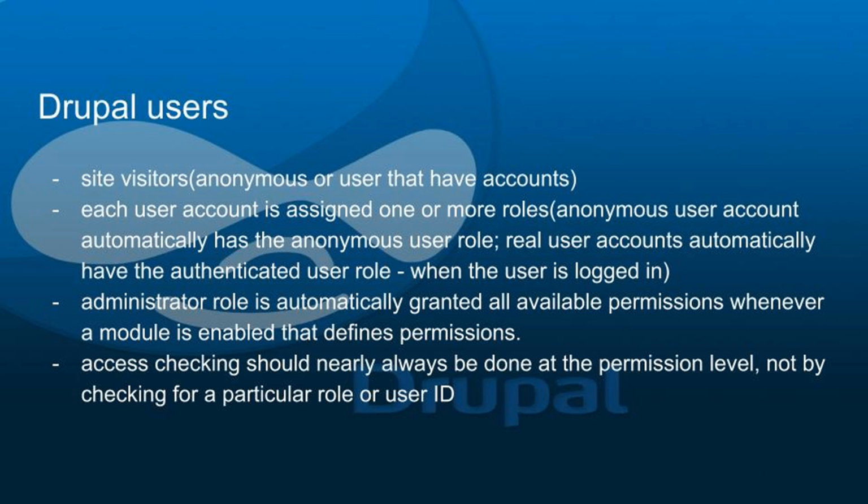Besides the anonymous role and authenticated role, Drupal also has by default the administrator role. This role is automatically granted all available permissions whenever a module that defines permissions is enabled. All code in Drupal that allows users to perform tasks or view content must check that the current user has the correct permissions before allowing the action. In the standard case, access checking consists of answering the question "Does the current user have permission, whatever?" and allowing or denying access based on the answer.